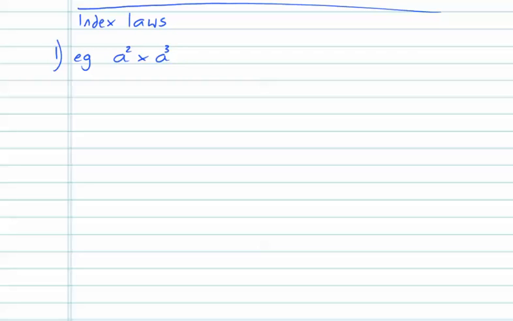Here I've got a squared times a cubed. We could solve this just by expanding. This is a squared, I'll underline it, and we're multiplying that by a cubed, underlined. Because we know our basic indices, that's a to the power of 5. So I could have solved that by expanding, but you'll note that there's a shortcut. To get from a squared times a cubed to the answer, I can just add the powers.